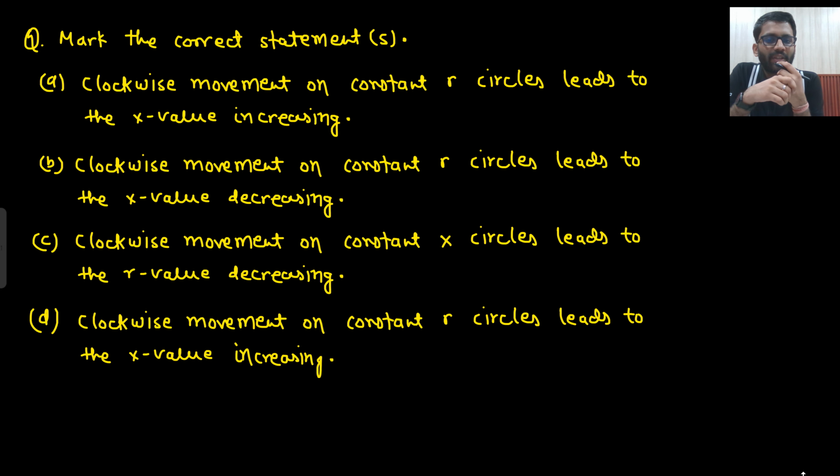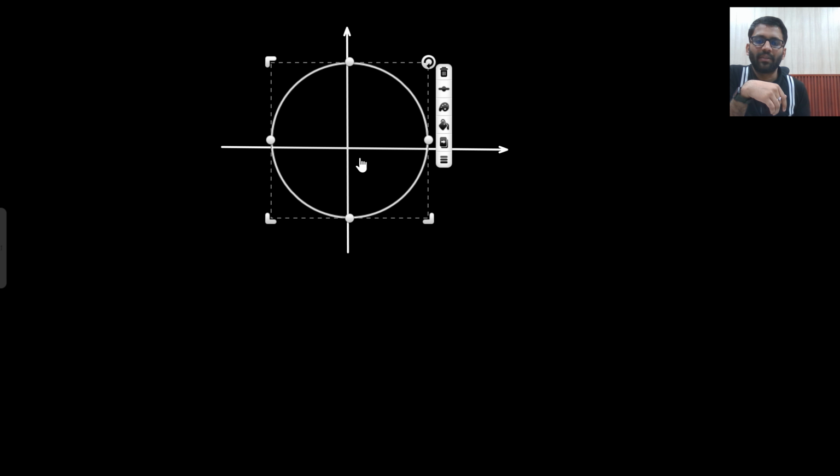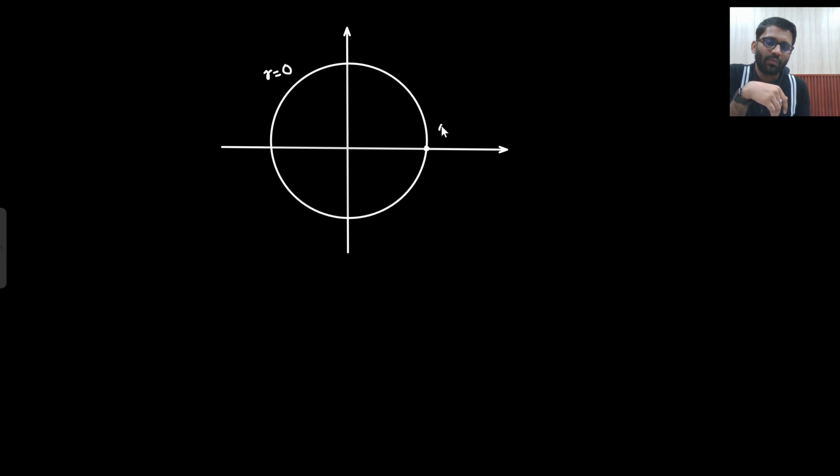Clockwise movement on a constant R circle leads to the X value increasing. So what you will do is take a clockwise movement on a constant R circle. Any constant R circle you can make; I am making it for R equals 0. Certainly this will be passing through 1, 0.